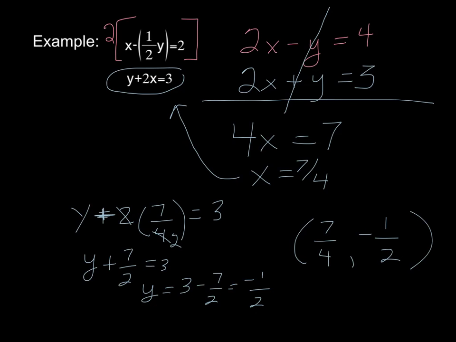So right here, if you have trouble with the fractions, you can do those on your calculator and do math frac, or you can turn the 3 into 6 halves. So 6 halves minus 7 halves is minus 1 half.